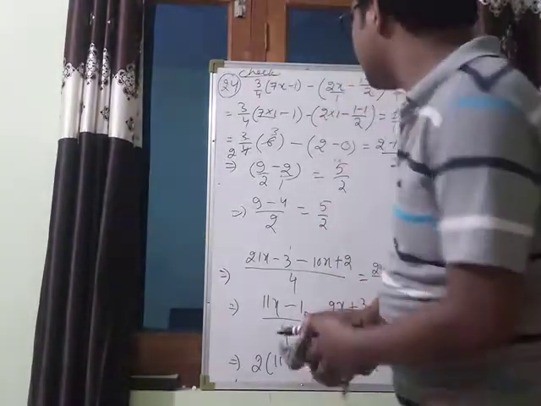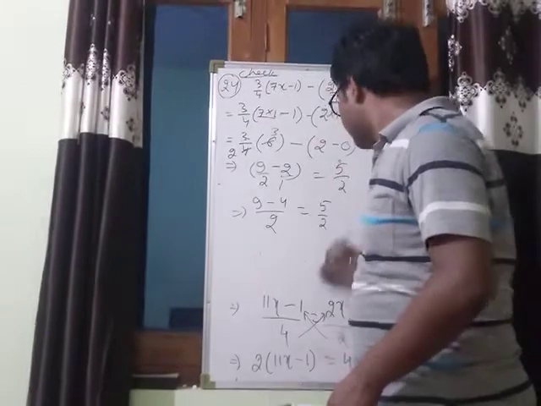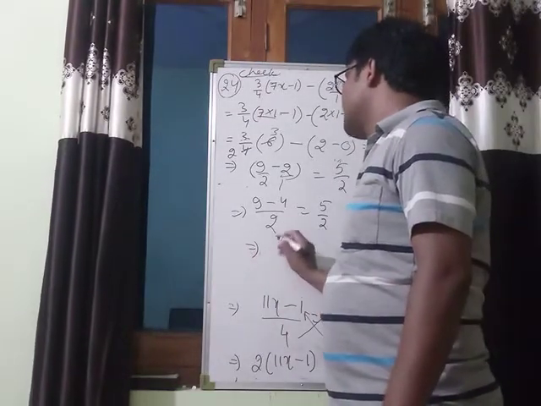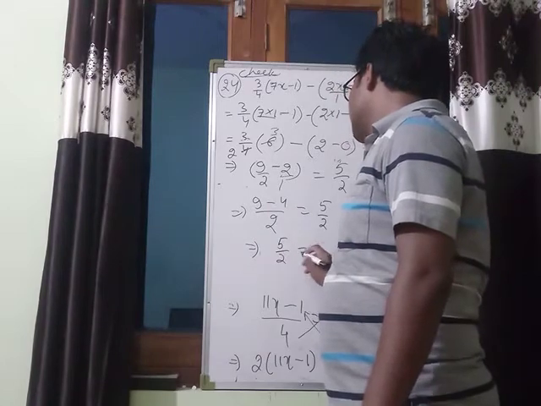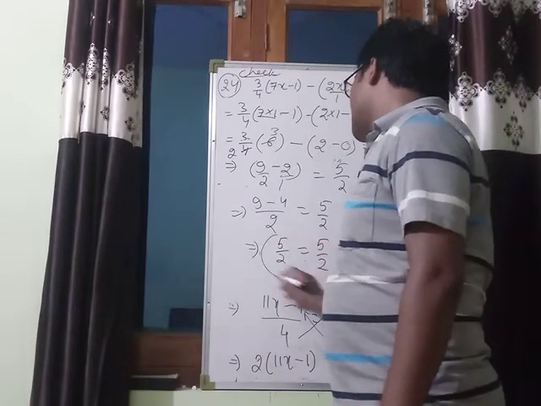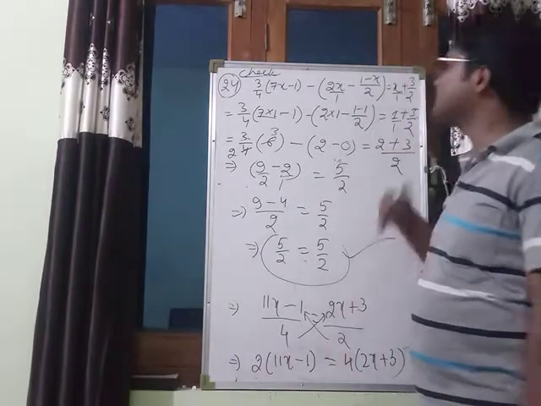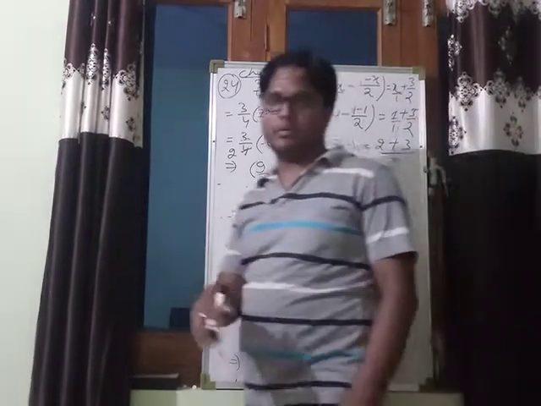So next step, that is 9 minus 4, 5 by 2, equal to 5 by 2. So see, our answer is correct. Why? Because x is equal to 1 satisfies this equation. Okay.